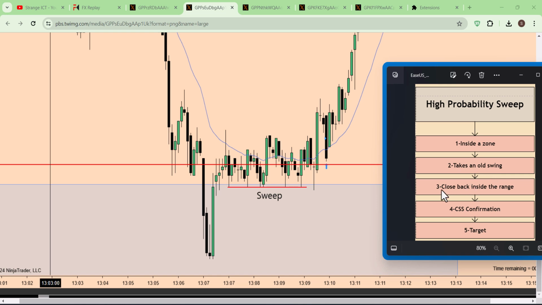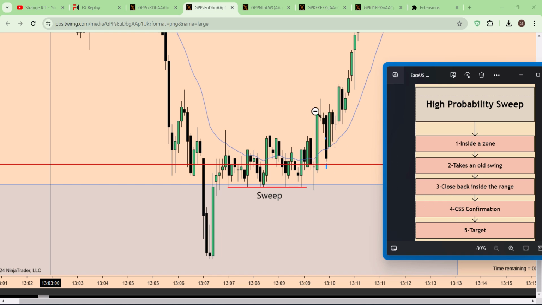We have that here. Did we close back inside the range? We do have that here. So this candle that swept these lows closed back inside the range. Do we have a CSS confirmation? Yes, we closed above this right here. This candle closed above this high. So this is the CSS confirmation.